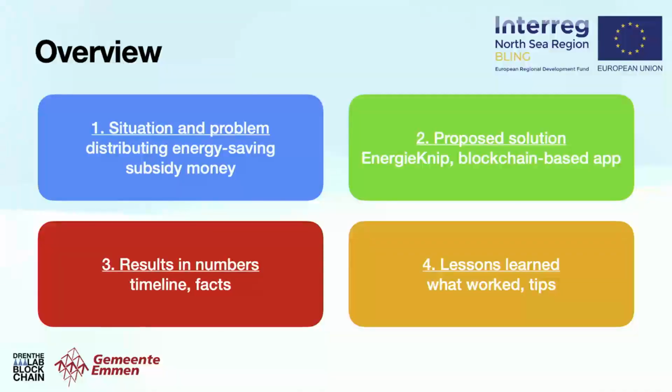But we tried to launch this project full scale within the city. We're talking about 50,000 houses in this city. And we have some lessons learned to share with you. Not everything went well. Some things were quite all right, but we also have some remarks to make. First of all, I will give you the situation. Then I will talk about a proposed solution, give you some results in numbers, and then the lessons learned. So you have to stick around until the orange block is there.